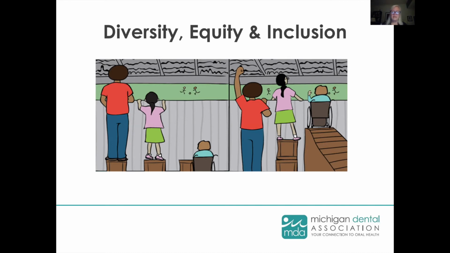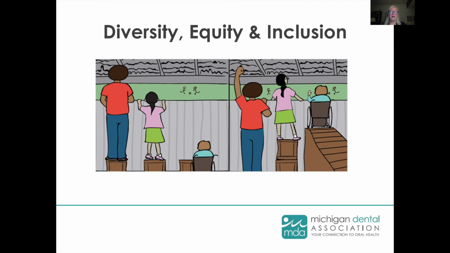They are being treated equally, and yet the outcome is not equitable. They're not being given what they need to succeed. Whereas in the picture on the right, you can see the tall person can see, the middle person can see, and the person on the right who needed a little bit of a boost in terms of a ramp can also see. So that is kind of a pictorial definition of equity.